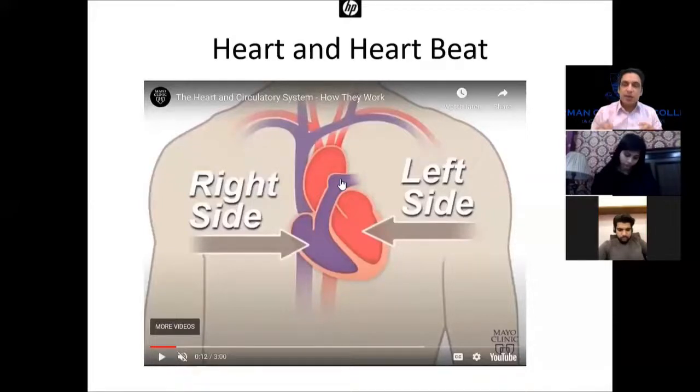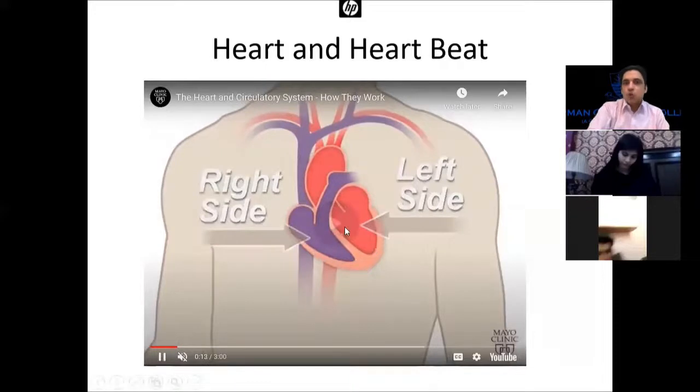Any blood vessel which is going away from the heart is called an artery. Any blood vessel which is coming towards the heart is called a vein. Okay, you need to remember that. So these two pumps work separately.